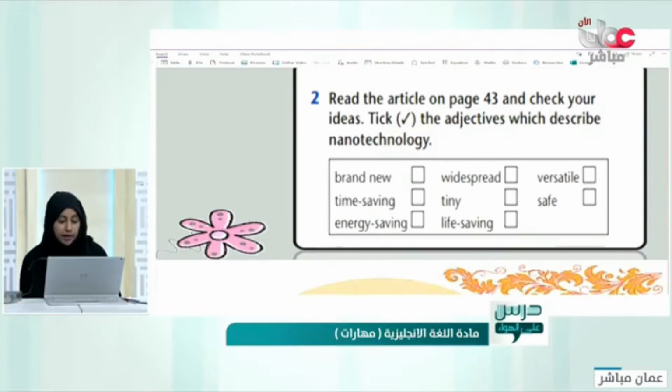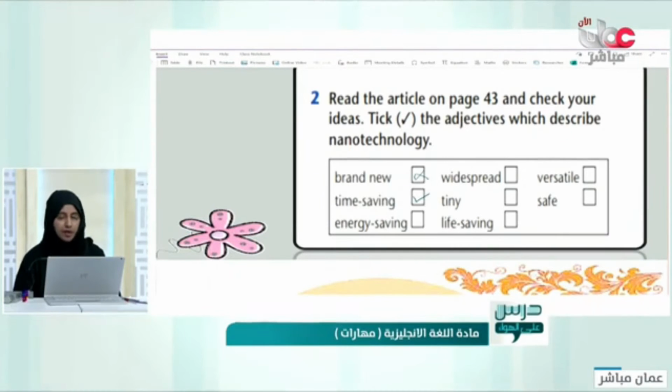The first one, brand new. What did we say about nanotechnology? We didn't say it's a brand. We said it's an application, a study, so it can't be brand new. So here, it's wrong. Let's move to time saving. What do you think about time saving? Yes, it's correct. There is a big relationship between nanotechnology and time saving, because sometimes we will do things regarding nanotechnology in a short time. So this one is correct.